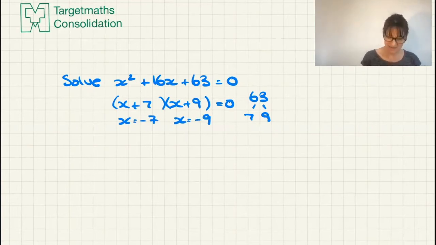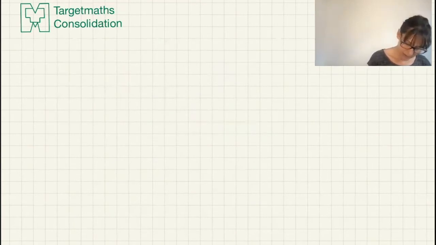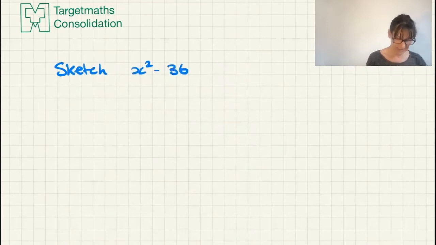So hopefully that went well. Nice little simple factorization there. Okay, next one. I would like you to sketch the graph of x squared minus 36. X squared minus 36. Actually, do you know what?